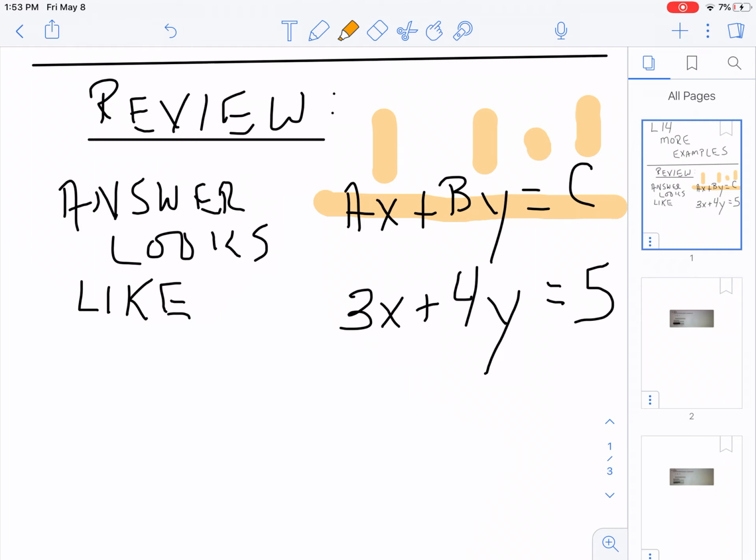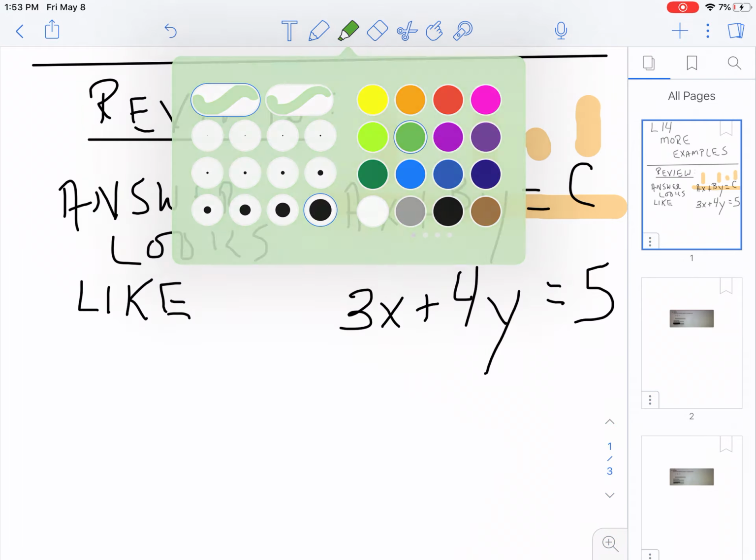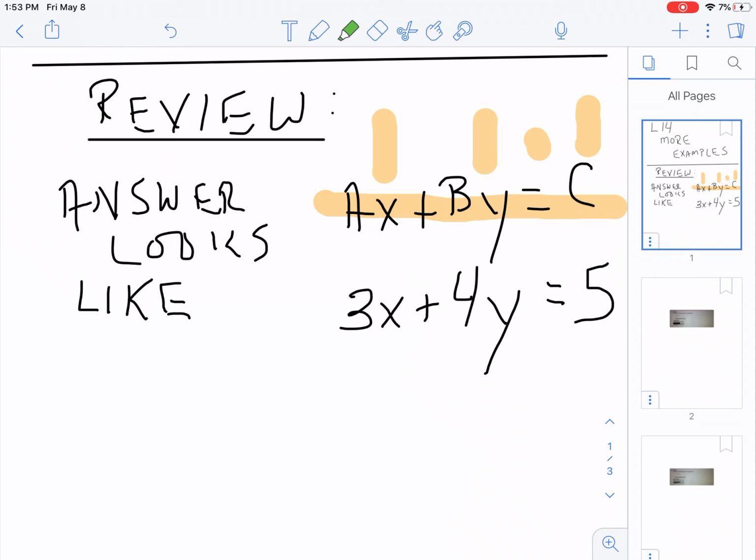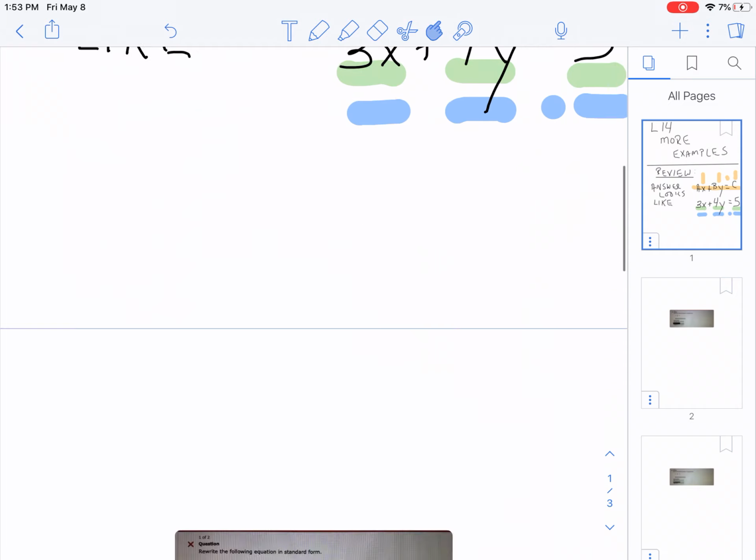So an example might look something like 3x plus 4y equals 5. Okay, so it has to be x and then y and then equals and then the number on the right side. That's the form we're trying to put these equations into.